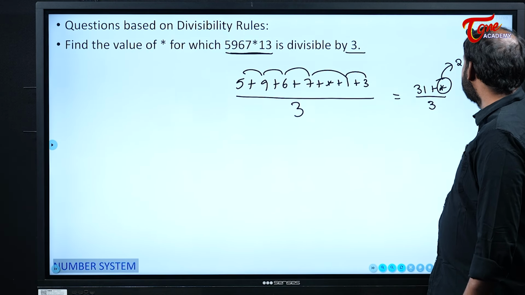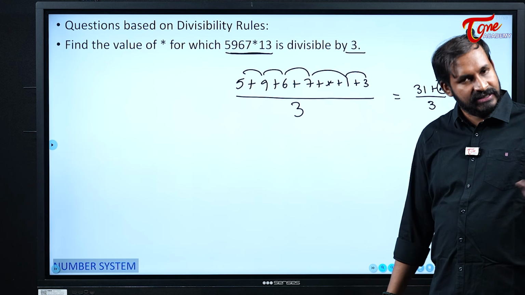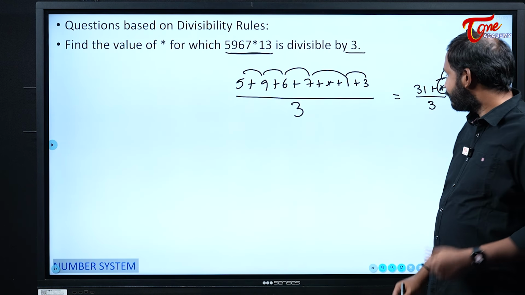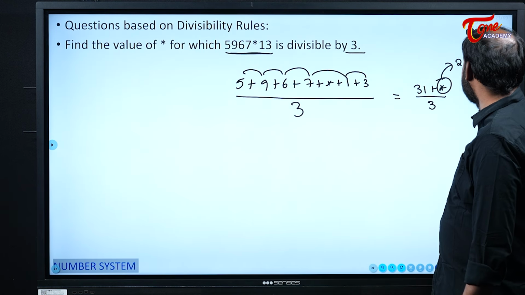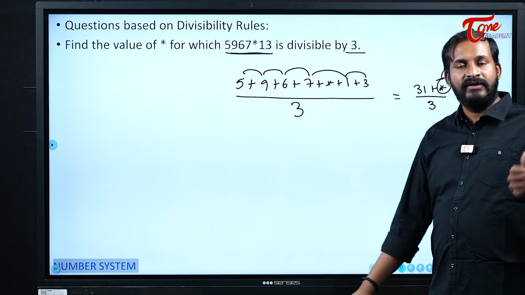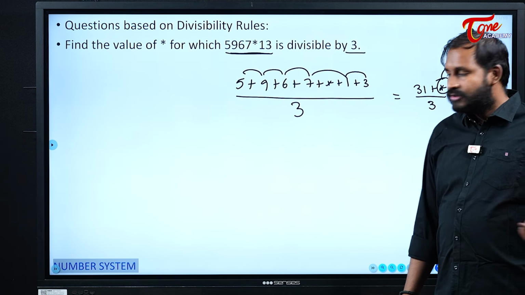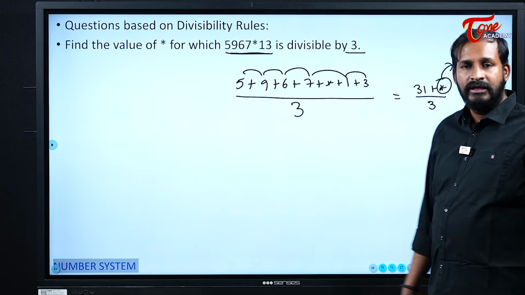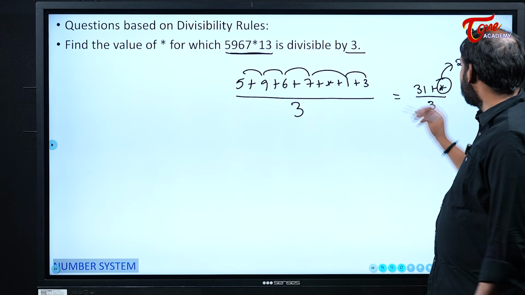Next, if I take 5, 31 plus 5 is 36. Yes, 36 is also divisible by 3. Or else I can also take it as 8. Why? Because 31 plus 8 becomes 39, and 39 is also divisible by 3. So there are 3 chances.